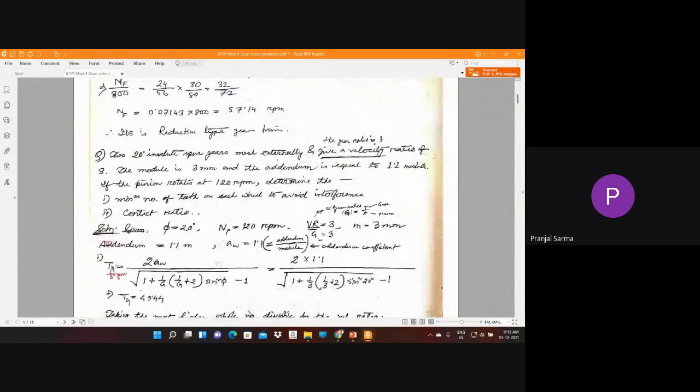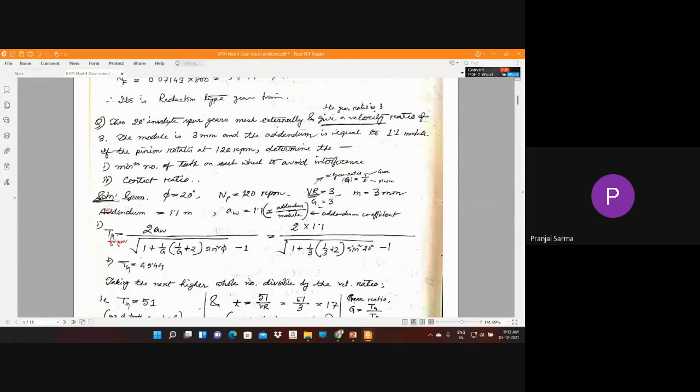But today, let's start with a problem. Okay, a normal gear drive problem. The problem statement says: 20 degree involute pinion and gear mesh externally and give a velocity ratio of 3. The module is given as 3 mm and the addendum is equal to 1.1 times the module. The pinion is rotating at 120 rpm and you need to find the minimum number of teeth on each wheel to avoid interference, as well as the contact ratio. Given that, 20 degree involute gear means this 20 degrees is nothing but the pressure angle phi. External meshing is given, then velocity ratio, these are given.